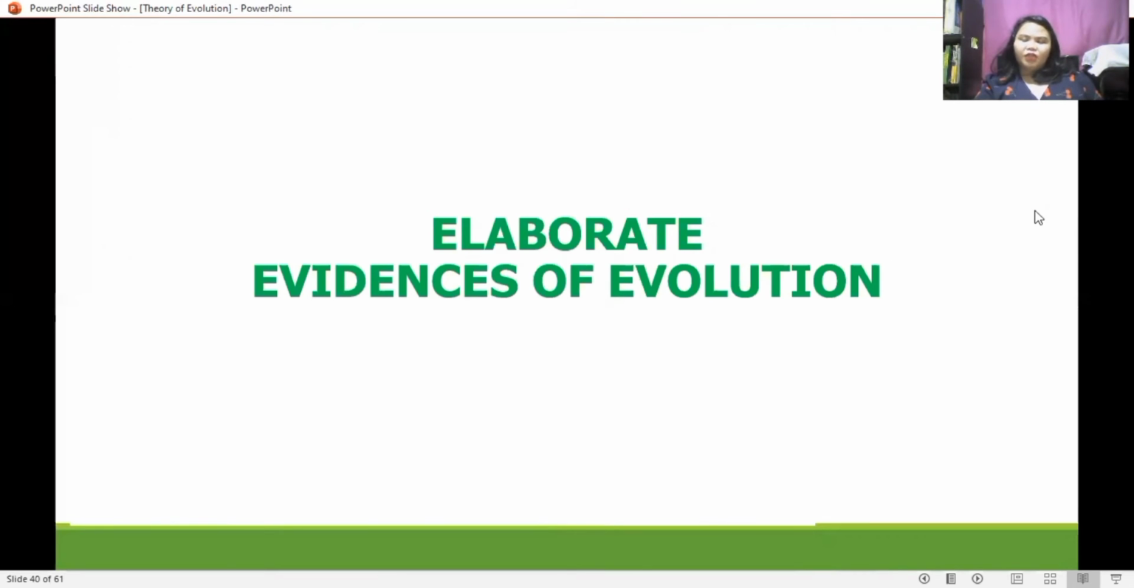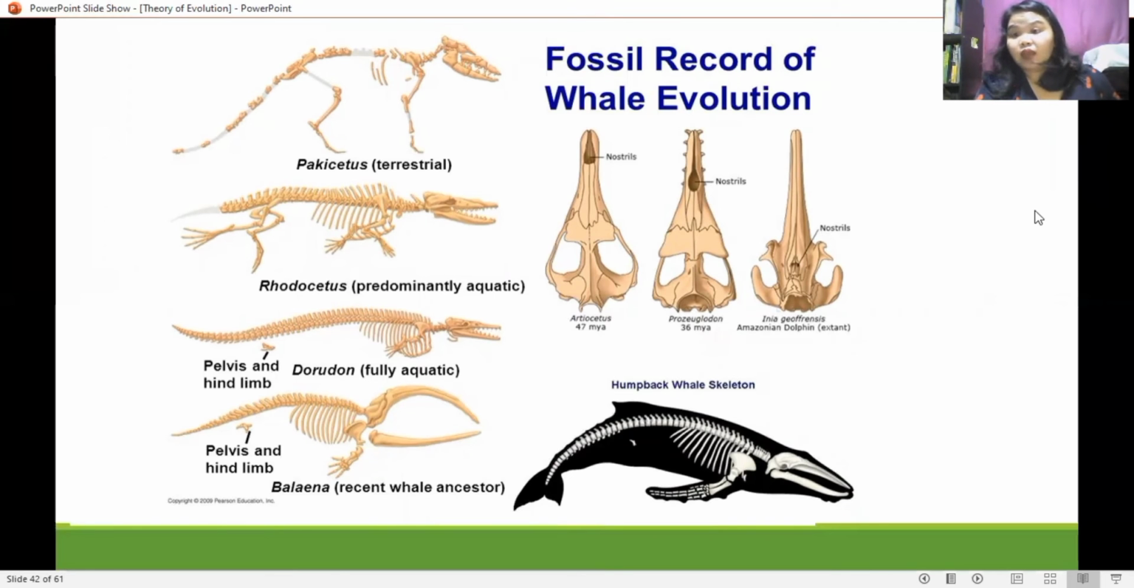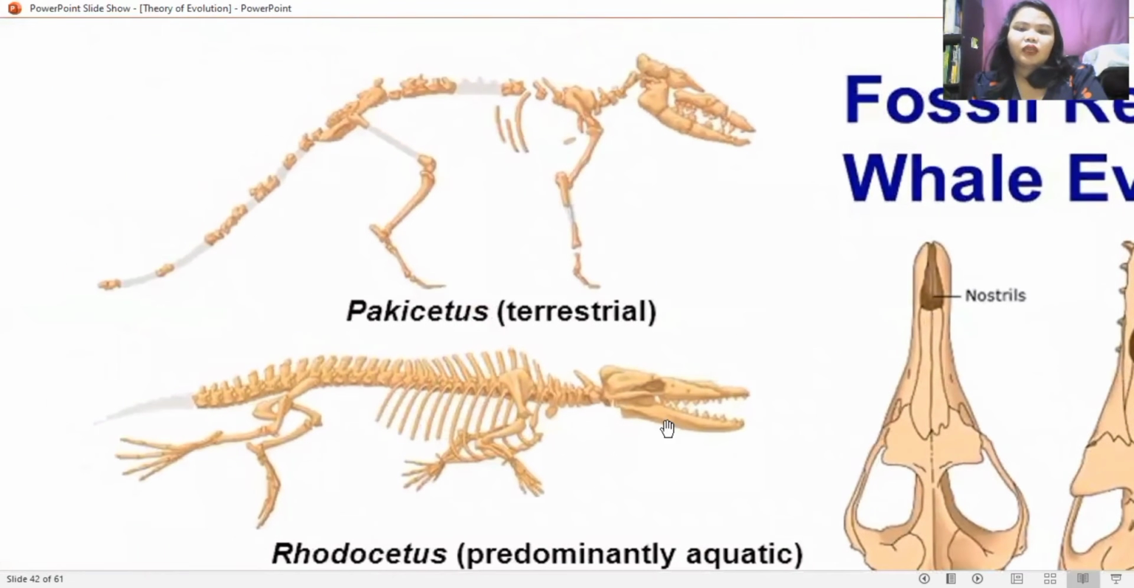All right, let us proceed now to the elaborate part of this lesson. For evidences of evolution, we encountered a fossil record of whale evolution. So let me zoom in on this one. We have here the Pachycetus, terrestrial. This is the ancestral one, which is terrestrial. So the whale mammal evolved from a terrestrial one. All right, the legs here are evident.